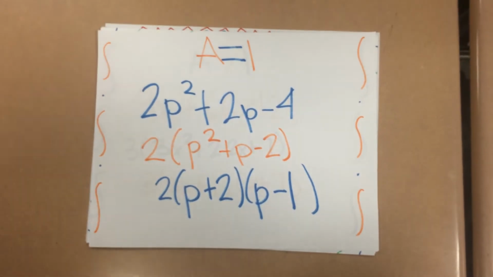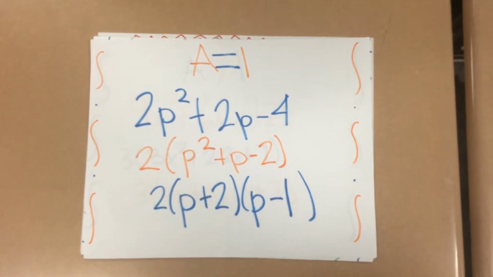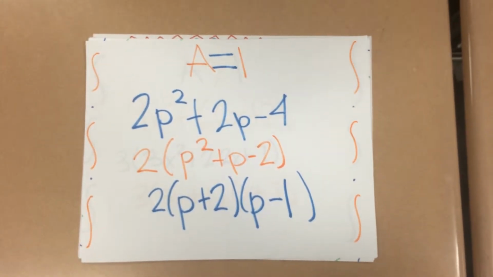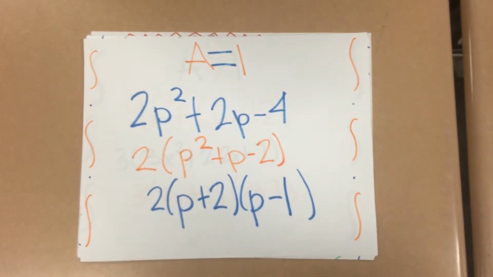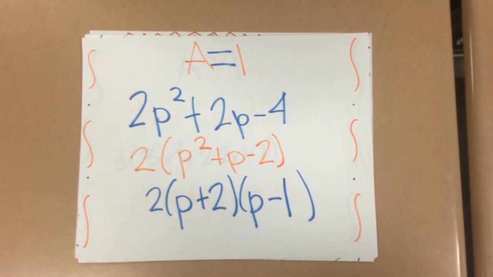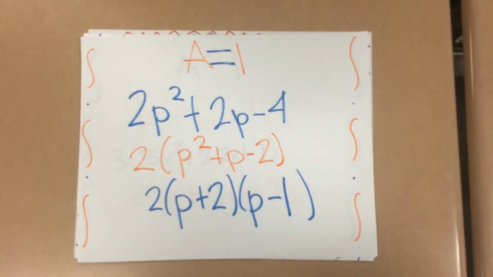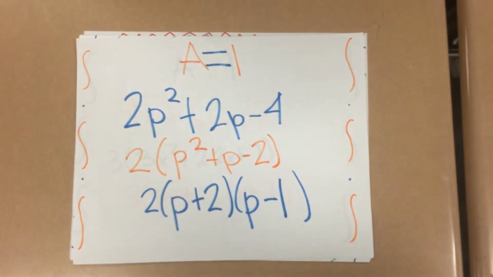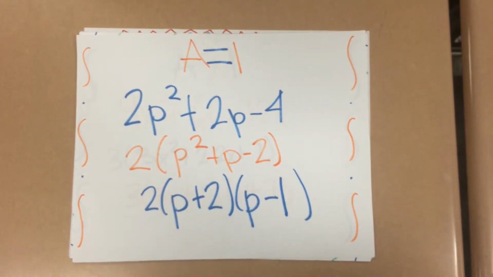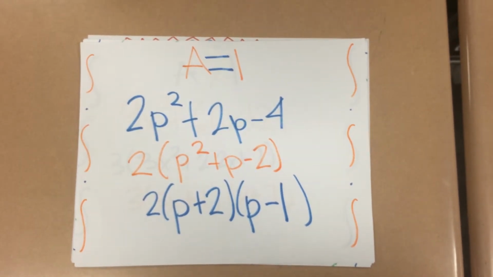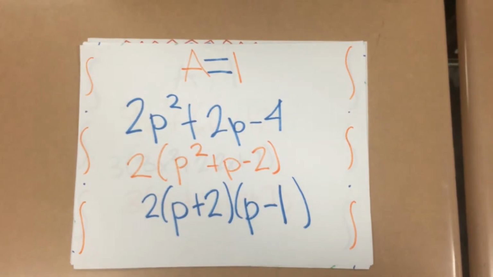In equations where a equals 1, an example is 2p squared plus 2p minus 4. You take out a GCF of 2, which leaves in parentheses p squared plus p minus 2. You factor the parentheses down to make 2 on the outside with p plus 2 in parentheses and p minus 1 in parentheses.